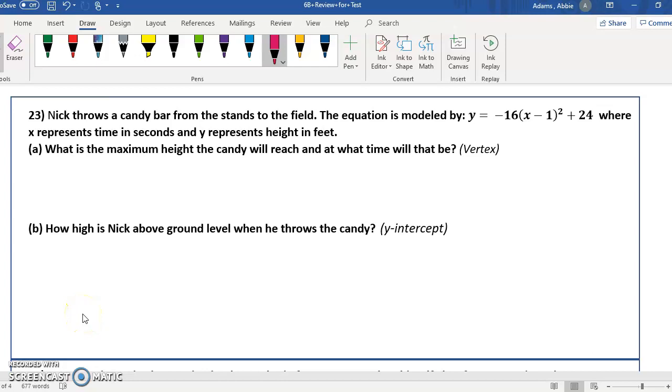We're finishing up the Unit 6B test review. Let's look at problem 23. We're looking at our boy Nick. Nick throws a candy bar from the stands to the field. Why he would do that, Lord only knows.